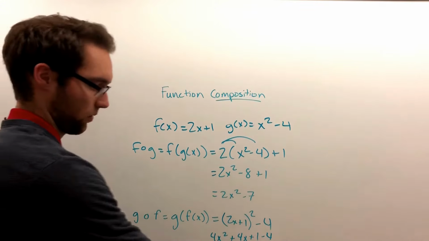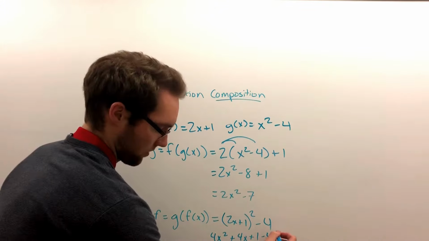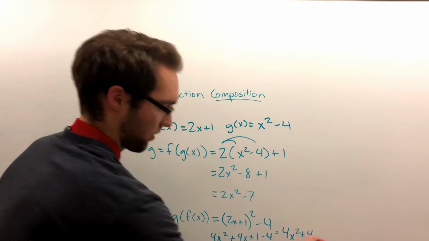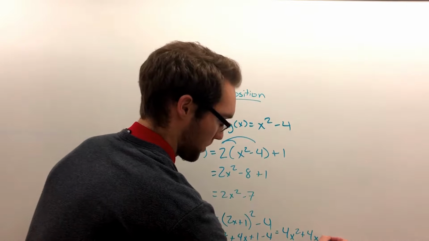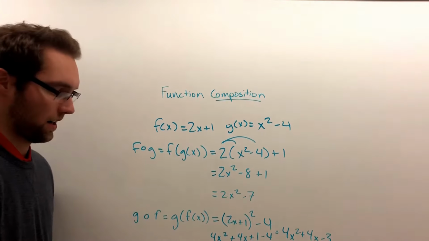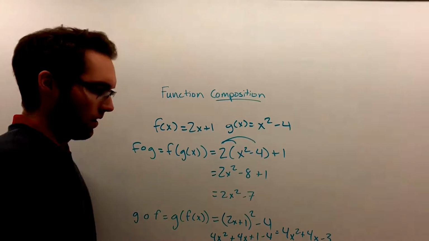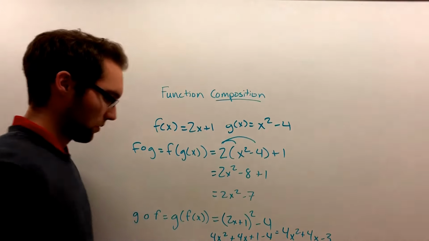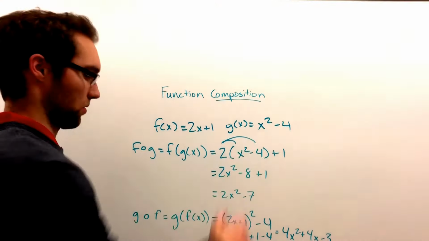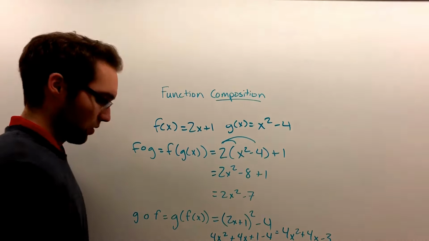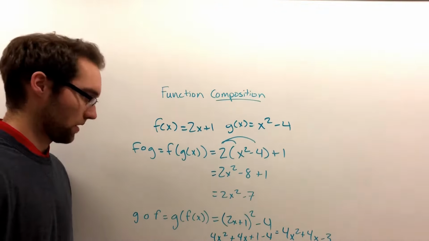Okay, and then that minus 4 is just hanging out. And so our final simplification would be 4x squared plus 4x minus 3. Double check me on that, let me know. Sweet, so we have our g of f of x now. This one was a little harder because we had the x squared, but you can see that it's the same process. Hopefully that's starting to make some sense now.